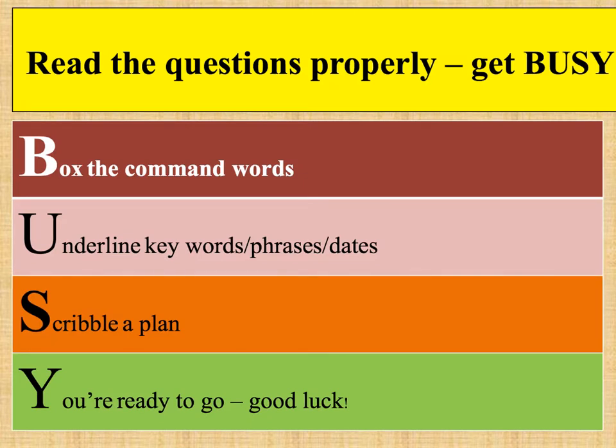So, just like with the other exams that you are doing on crime, punishment and protest, you want to make sure that you read the questions properly. Use the BUSY acronym to help you to do this, particularly on the longer essay questions. The B stands for boxing command words, such as do you agree with the view or why was Hitler able to, things like that. The U stands for underlining keywords, phrases and dates, making sure you're paying special attention to the date parameters of the question.